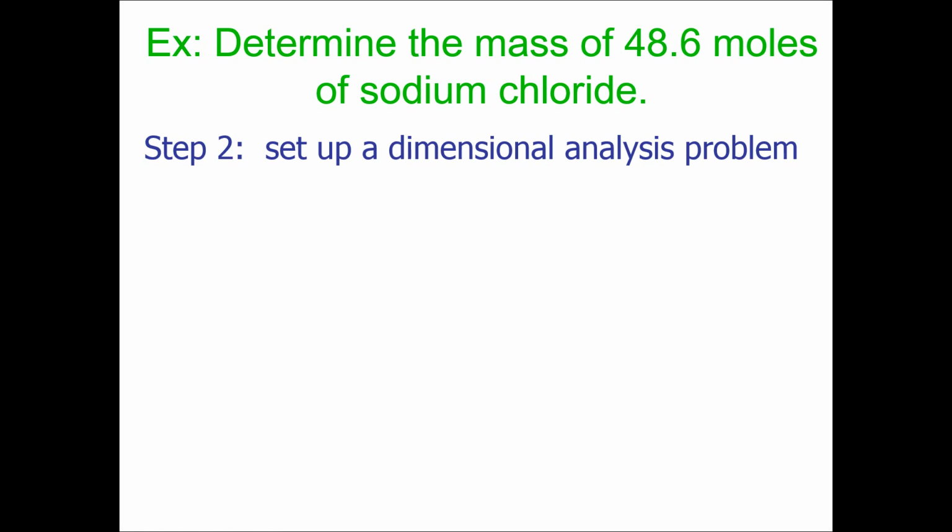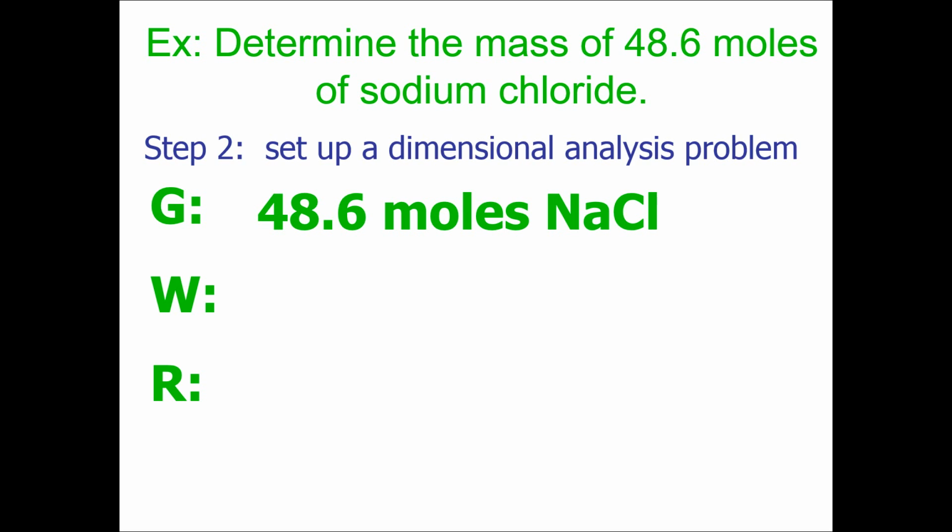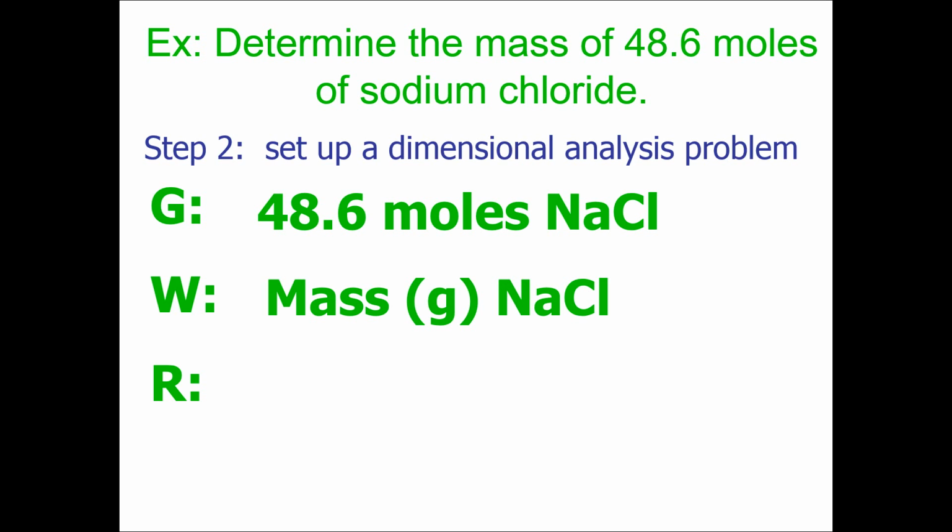We can set up a dimensional analysis problem using GWR. Our given in the problem is 48.6 moles of NaCl. Our want is mass, but remember mass is measured in grams, so we want the mass of NaCl. And now it's time to find a ratio. Here's where you stop and think. What is the relationship between moles and grams? How are they related to each other?